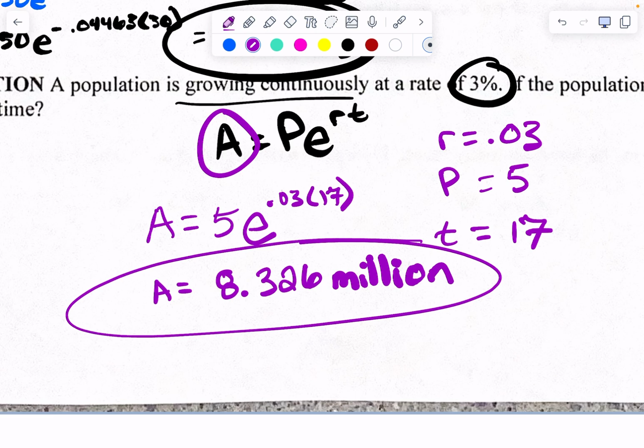So what you want to do is you want to go over here and insert parentheses there. I want it to do both of those in the exponent. I forgot to insert the parenthesis at the end. Parentheses around the whole thing. Equals 8.326.